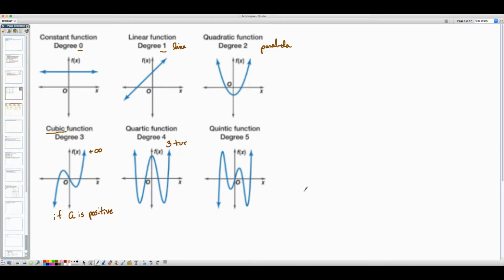And if it's a degree 4, again, the maximum number of turns you could have is 3. So we have 1, 2, 3 turns. Degree 5, the maximum number of turns is 4.